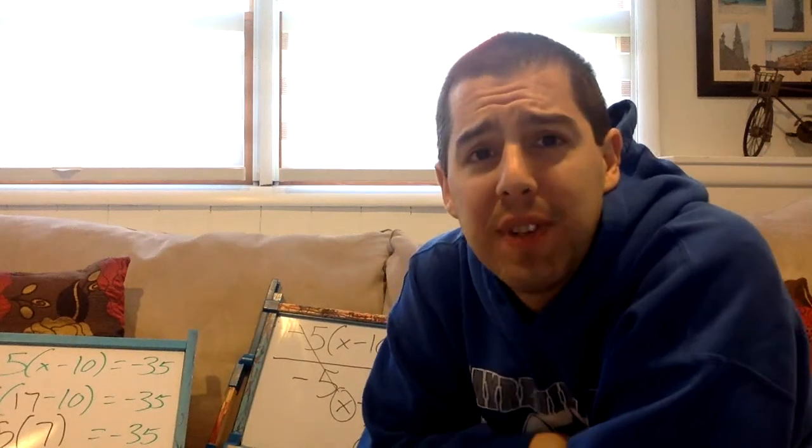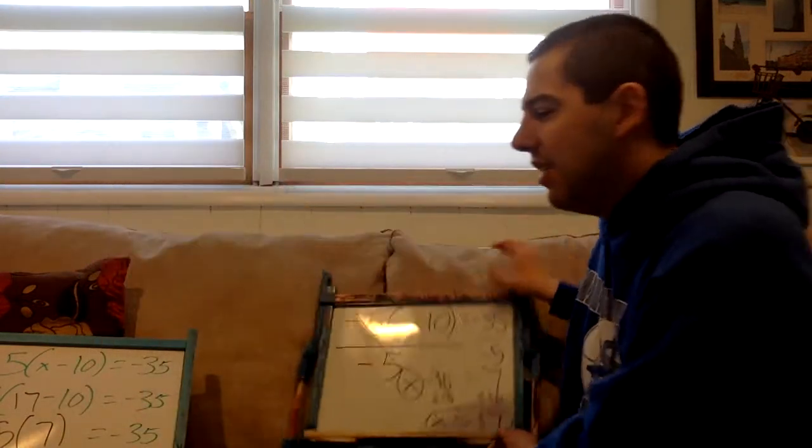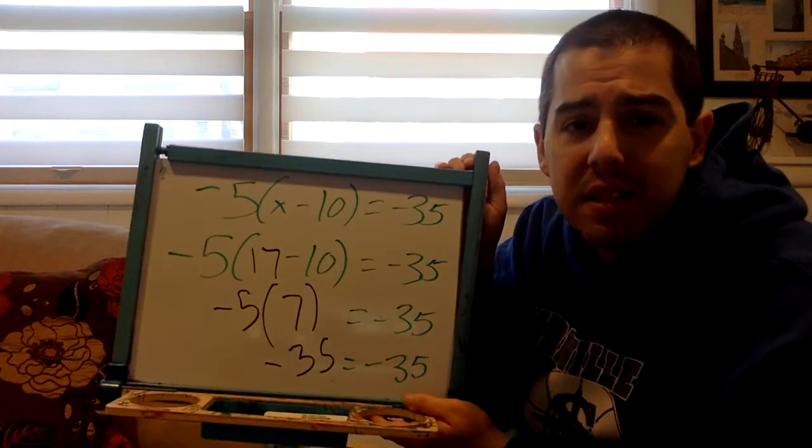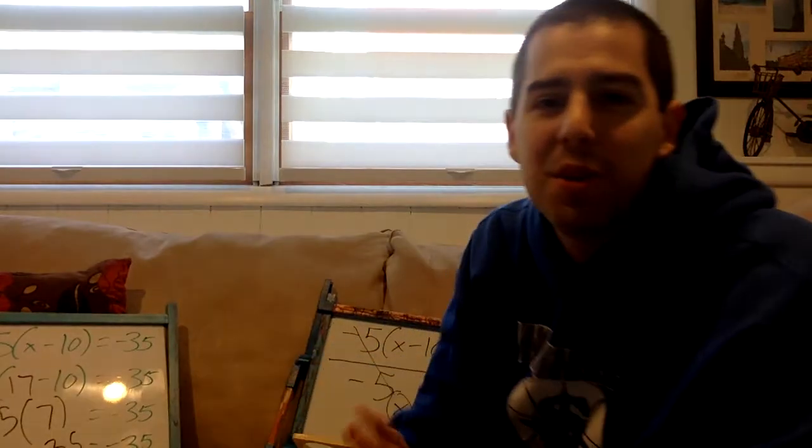Okay, so I hope this video helped. Remember, the answer for number 3, the solution is x equals 17. For your check step, it should look like this. You have 4 lines of work, and you show that the left side equals the right side. For every problem today, you're doing a check step.